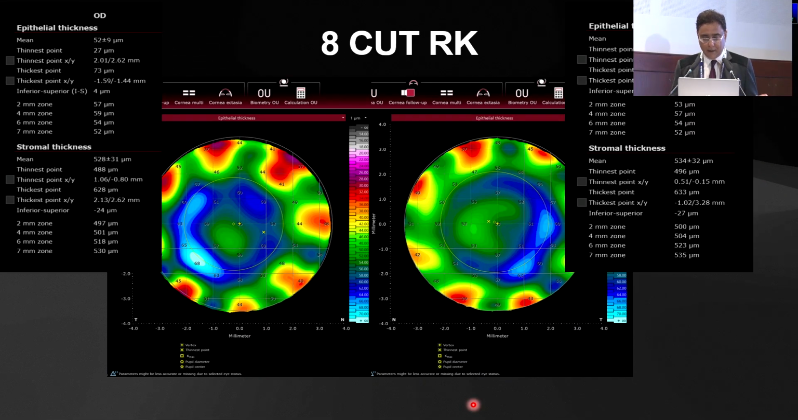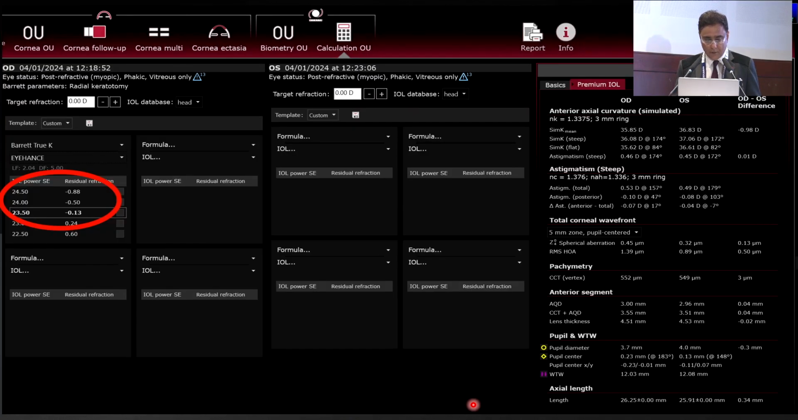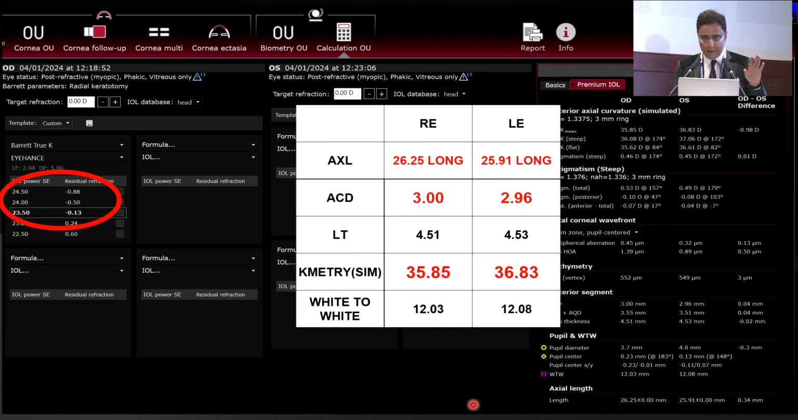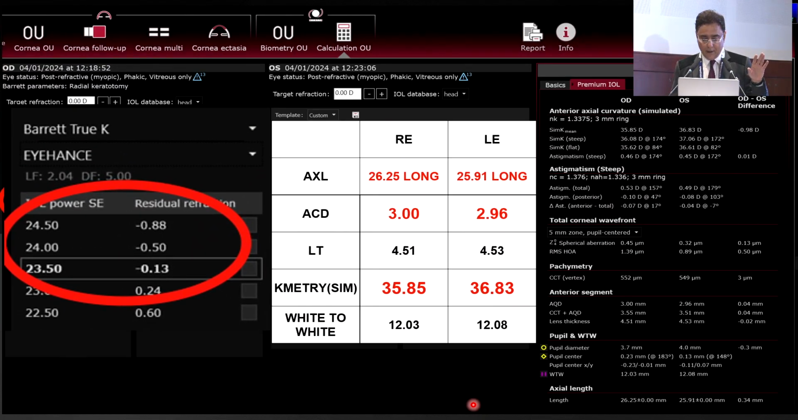Coming to post-RK, you can see an 8-cut RK. Of course, this is how the topography will look. Calculations are easier because the anterior flattening and the posterior flattening are equal. You can see it's a long eye. ACD is good, lens thickness is 4.51. It's a flat cornea because the patient had RK, and the white to white is large.